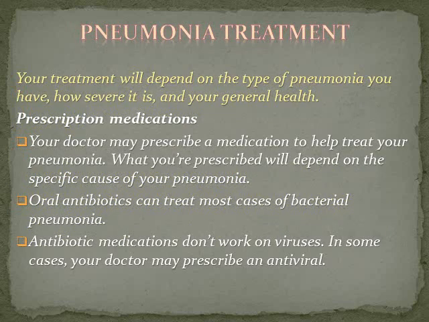Pneumonia treatment depends on the type of pneumonia you have, how severe it is, and your general health. First, prescription medication. Your doctor may prescribe a medication to help you treat your pneumonia. What you are prescribed will depend on the specific cause of pneumonia. Oral antibiotics can treat most cases of bacterial pneumonia. Antibiotic medications don't work on viruses. In some cases your doctor may prescribe an antiviral.